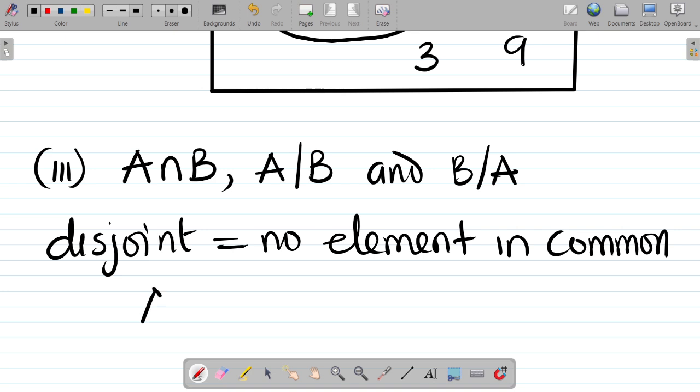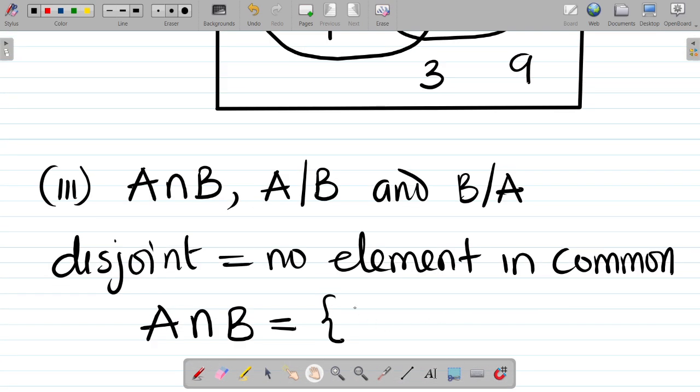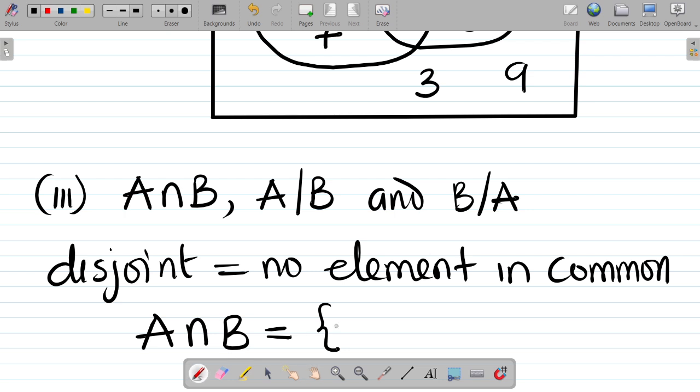First things first, A intersection B. We already got this A intersection B. We got the value. Let's check this. A intersection B, the value is 2. So I have this as 2. So A intersection B is 2.